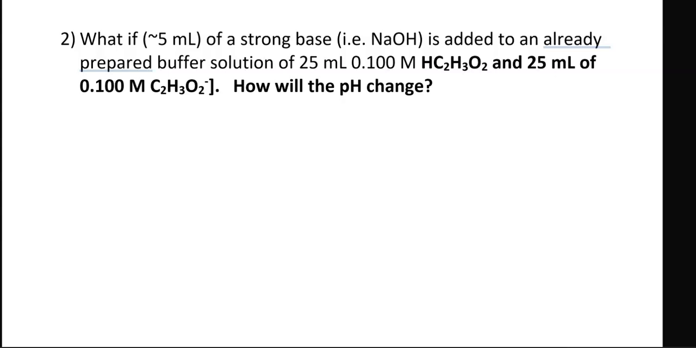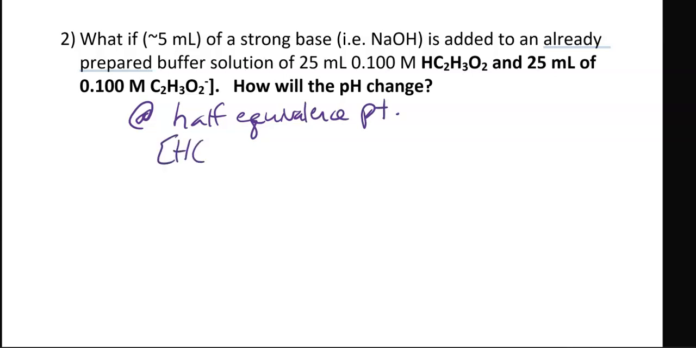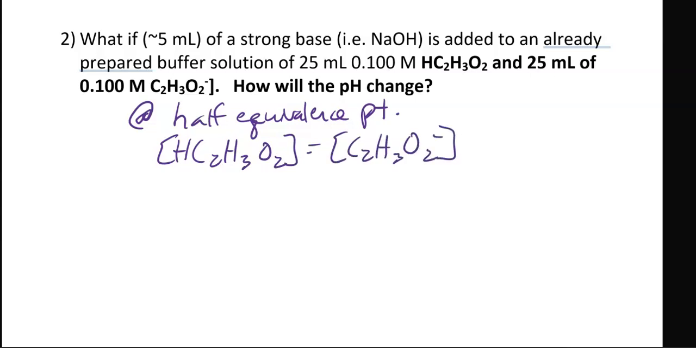Look at example 2 here. Here's another example of a type of question you might see. They might say, well, what if you add some strong base to your buffer solution? Well, think about what's going on. Once again, if you're at the half equivalence point, then the concentration of your weak acid is equal to your concentration of your conjugate base. Therefore, the pKa is equal to the pH at the half equivalence point, and that's 4.74.